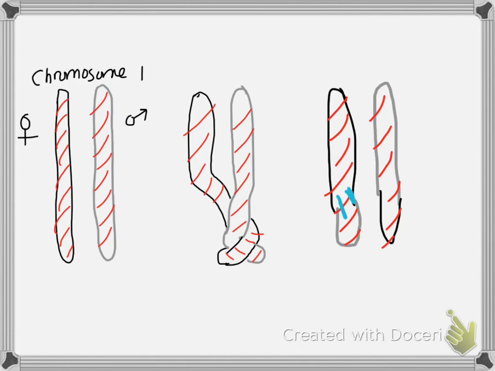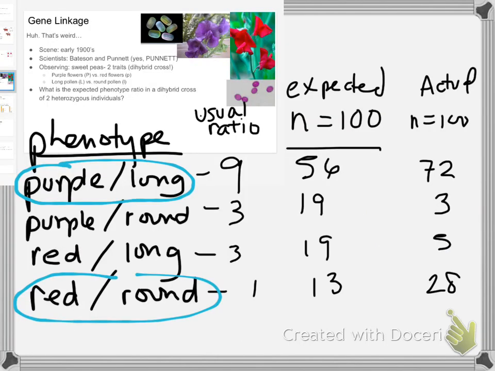Well, here's the thing. If you have two genes on the same chromosome that are side by side, they hardly ever get mixed up. They tend to travel together. And so that is what we call gene linkage.